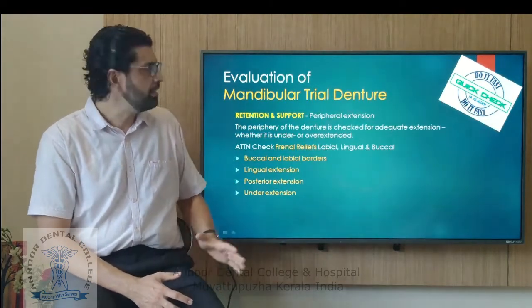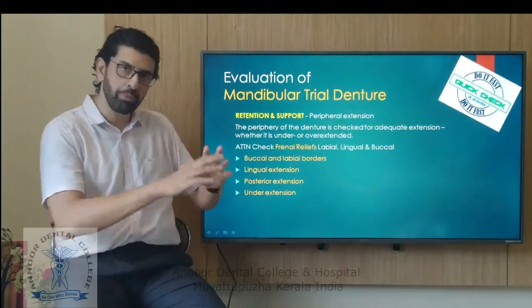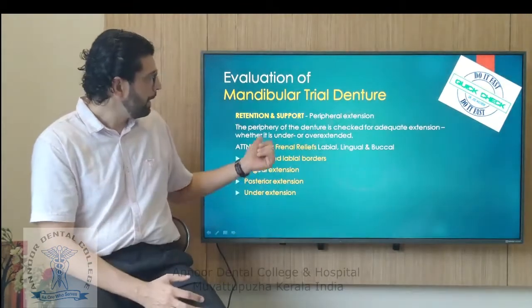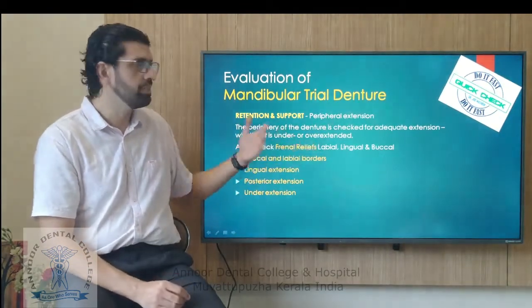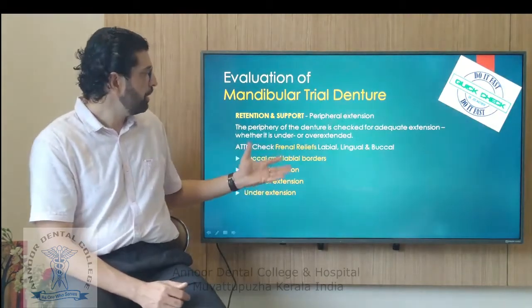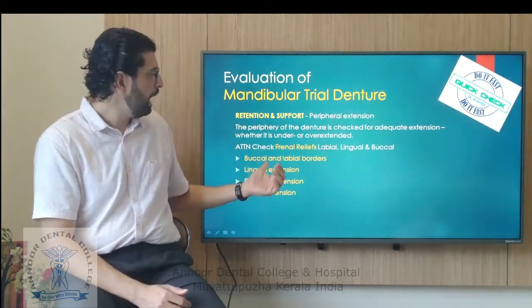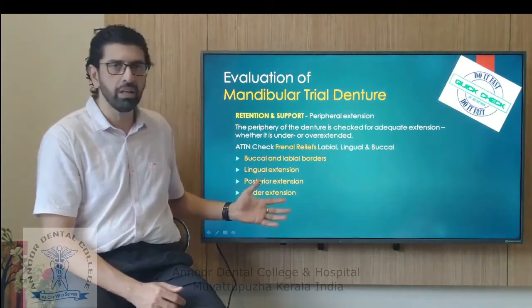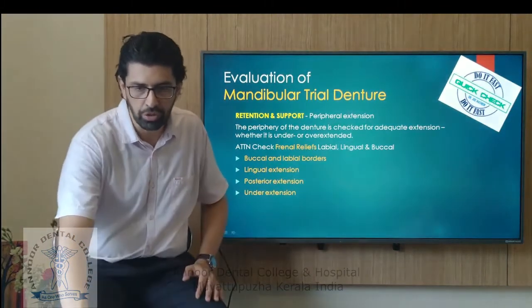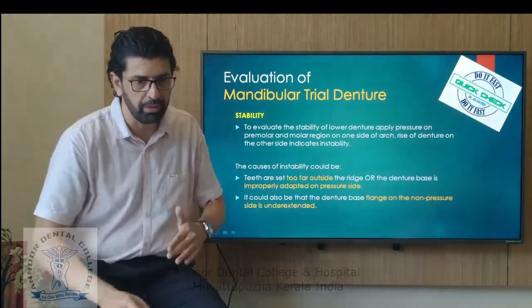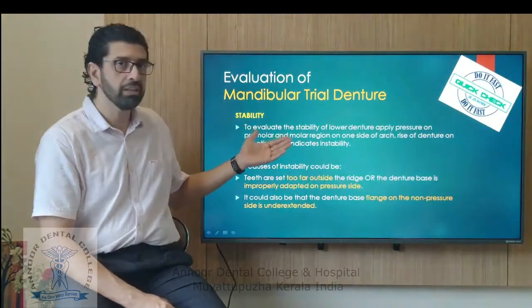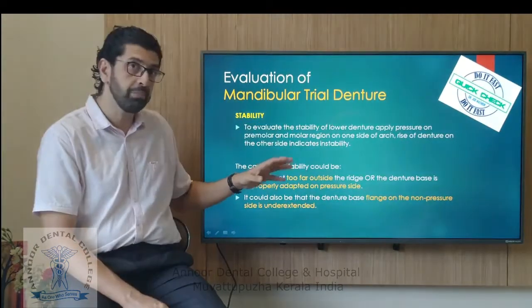So here, basically, you're going to look at retention and support, which means the peripheral extension of your denture base. And you're just going to look for good extension. Is it overextended, underextended? And you're going to check the frenal reliefs, labial, lingual, buccal frenums. And you're going to check all the borders, right? If they are fine, you're just going to move on from it. That's the retention aspect. You're going to move to the stability aspect.